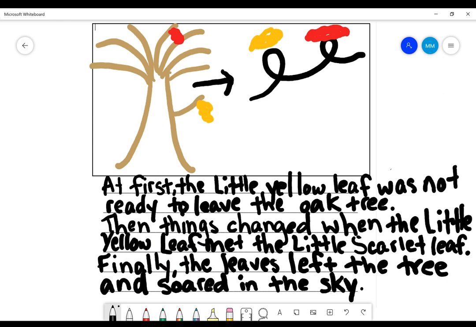And I'm going to draw an arrow to let my readers know that that is what happened at the end. All right, second grade Smarties, don't forget to send a picture of your finished writing in Seesaw. I can't wait to see your beautiful writing and your illustrations.